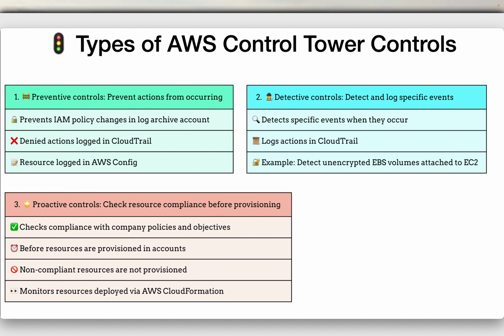Then third is proactive controls. They check whether resources are compliant with your company policies and objectives before the resources are provisioned in your accounts. If the resources are out of compliance, they are not provisioned. Proactive controls monitor resources that would be deployed in your accounts by means of AWS CloudFormation templates.